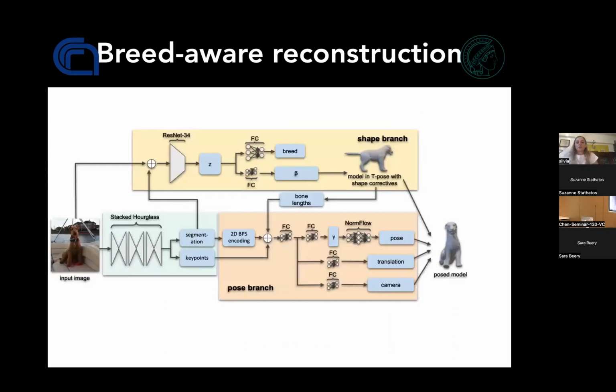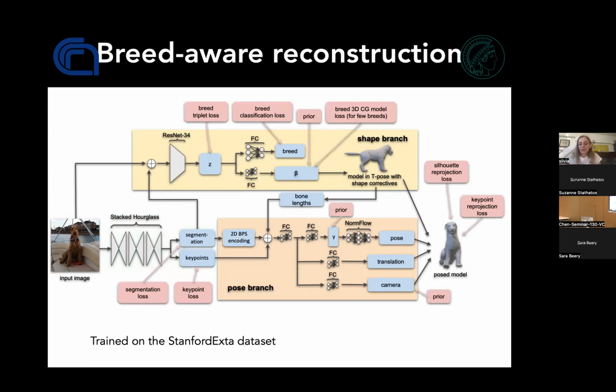So Nadine designed this breed-aware reconstruction network that is composed of a stacked hourglass, a shape branch and a pose branch. There is an input image. The image is passed through the hourglass network to output a segmentation mask and keypoints. Then the segmentation mask and the image are processed with a ResNet to compute shape features, Z. From these shape features, we predict breed labels and the betas for the SMAL model, the model without the original SMAL model shape space. And the pose branch takes the bone length and an encoding of the segmentation mask and the keypoints, and from this information predicts the 3D pose, translation, and camera.